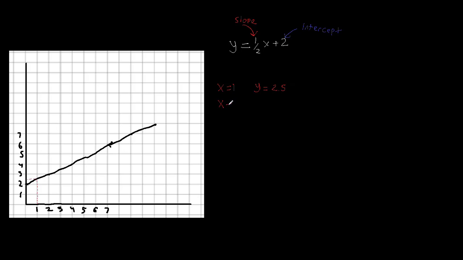So when x equals 2, we draw over to the y-axis, and y equals 3. So you can see here that with a change in x of 1, y only changed by 1/2. So if you do the math there, change in y, which is 0.5, over change in x, which is 1, equals 0.5. Now, if you didn't follow this, that's okay.